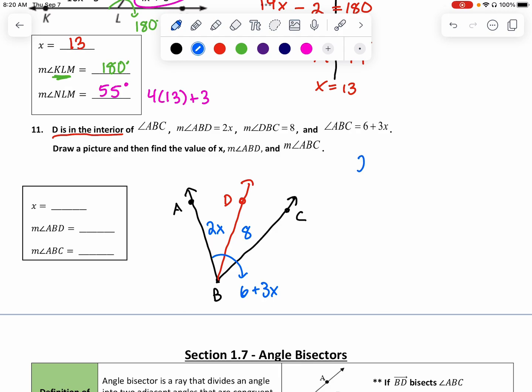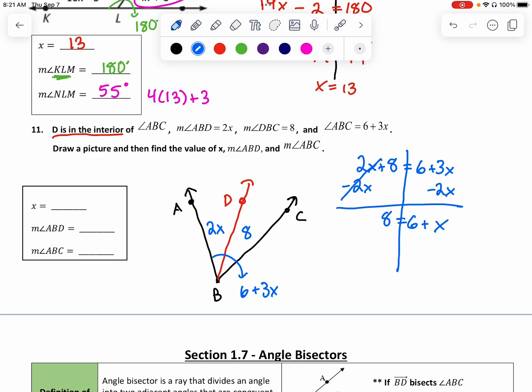So I'm going to add together the parts. So 2x plus 8 equals 6 plus 3x. And then we're going to solve for x. So I like to move the smaller x. The opposite of a positive 2x is a negative 2x. So we're subtracting it. So I'm left with 8 equals 6 plus 1x, which is just a single x. Then the opposite of a positive 6 is a negative 6. So I'm left with 2 equals x.